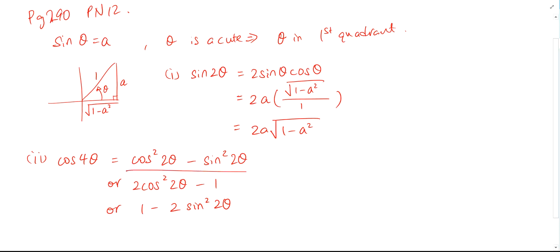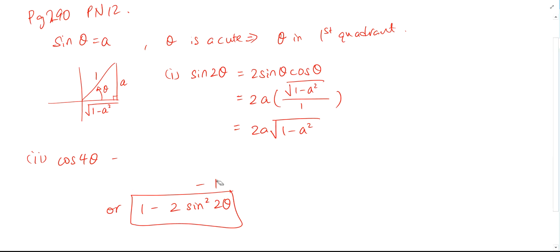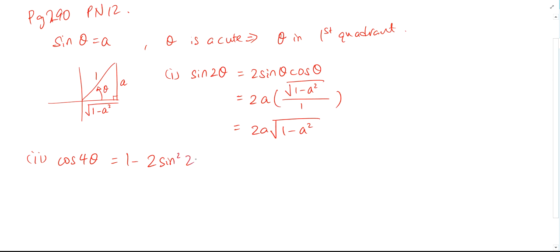Let's consider the second option. Similarly, I still need cosine squared 2 theta. And the third option, I only require sine squared 2 theta, which is simply the square of sine 2 theta. And that is what I will be using. Since part 1, we already have the expression for sine 2 theta. Let's replace it into 1 minus 2 sine squared 2 theta.